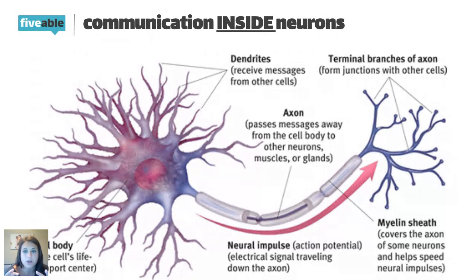And at the end of the neuron, you see those little balls at the end of the terminal branches. Those are where the neurotransmitters are kept, and they shoot out from there once the message is received. And that's how neurons communicate along the line.